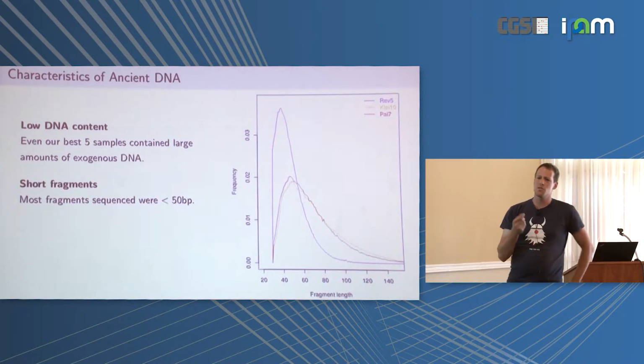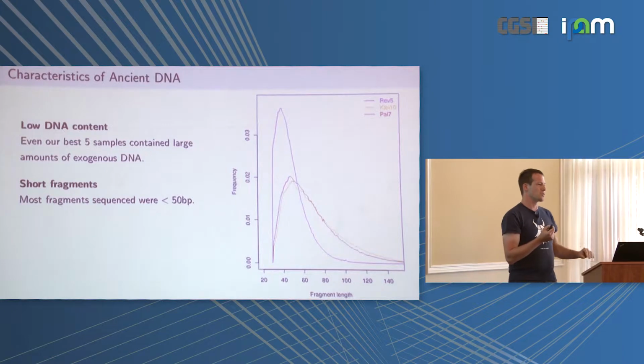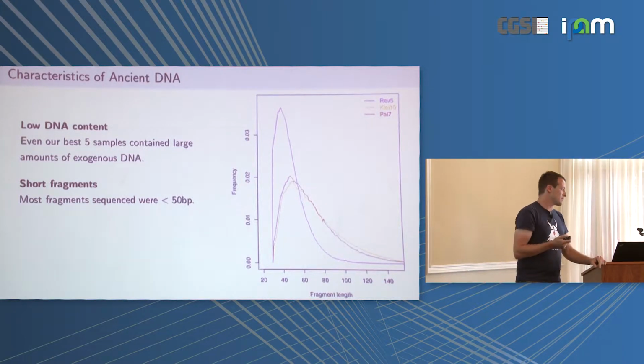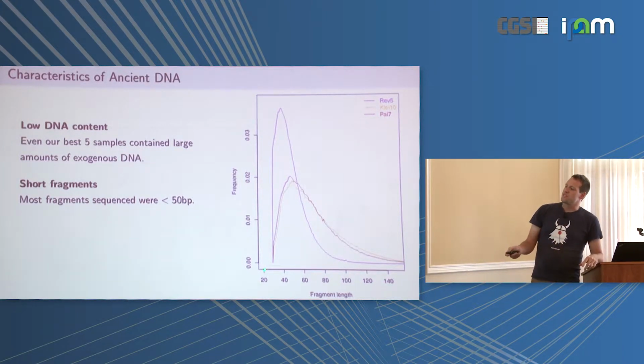The second thing is that most of the fragments you're getting out are super short. That's because the DNA was fragmented over time. This is shown here in the distribution of fragment lengths that we get from sequencing. Most of our samples have fragments in the order of between 40 and 60 base pairs, and not much longer than that.